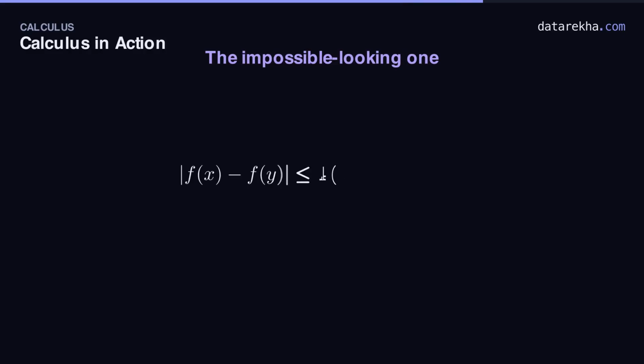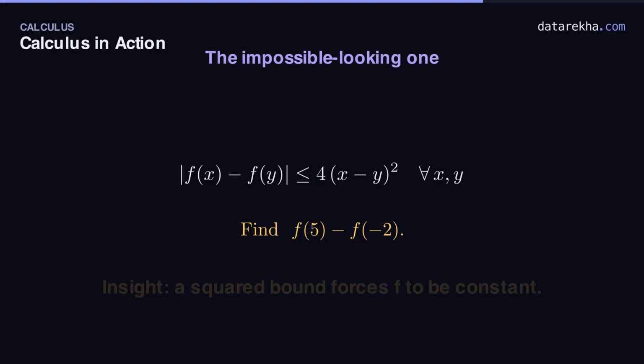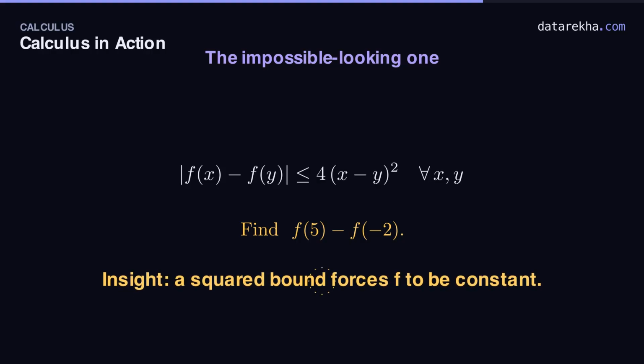Problem 5 is my favorite. It looks impossible. We're told nothing about f except one inequality. The gap between any two outputs is at most 4 times the gap in inputs squared. No formula. And yet, find f of 5 minus f of minus 2. With no formula, where do you even start?